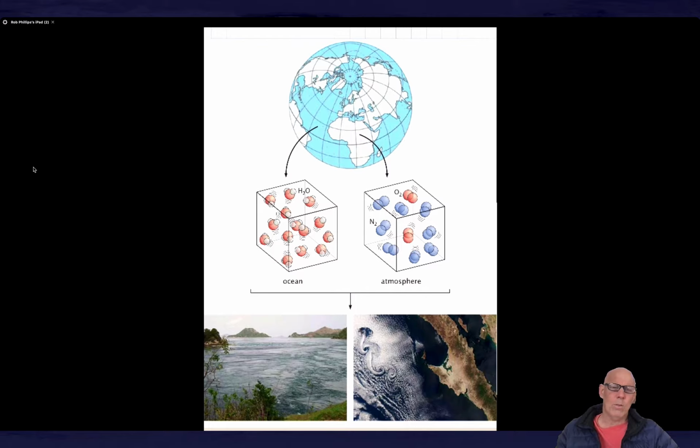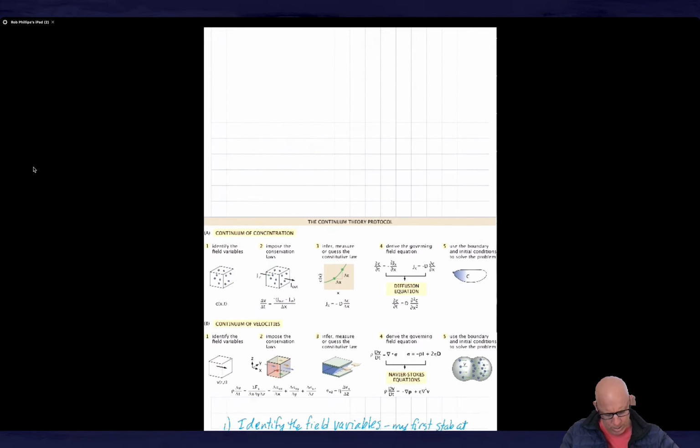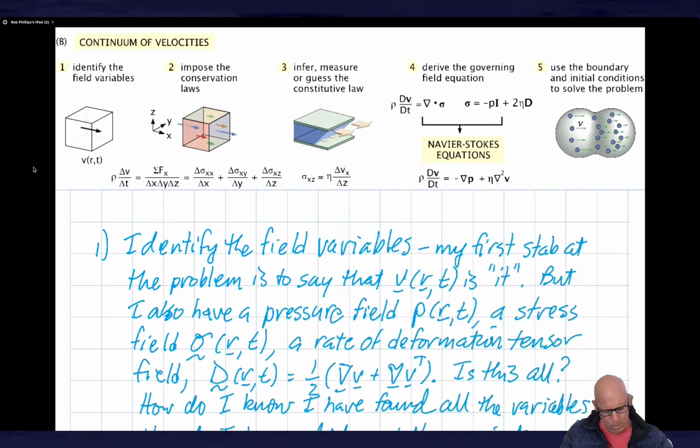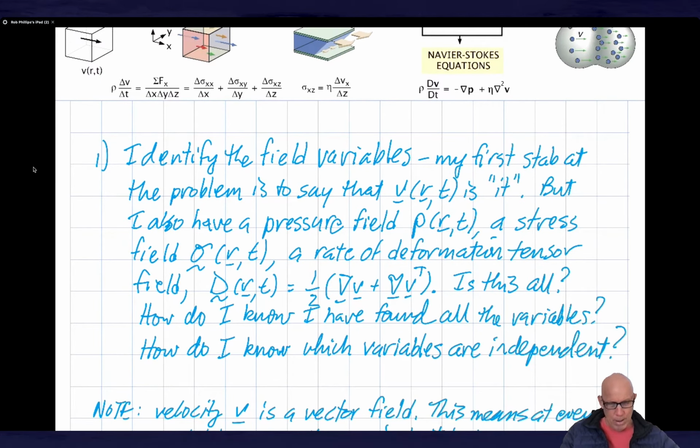But okay, so we're interested in trying to think about how we would account for the motion of these kinds of fluids. And what we're going to do is exploit the continuum theory protocol. So let me just remind you of what the concept is. Step 1: identify the field variables. And as I already say down here, my first stab at the problem is to say that v of r and t is it.